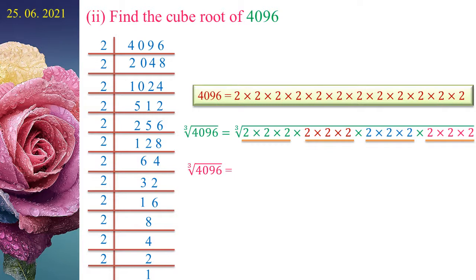Cube root of 4096 equal, then take one factor from each triple. So 2 into 2 into 2 into 2. Then multiply it together. We will get cube root of 4096 is 16.